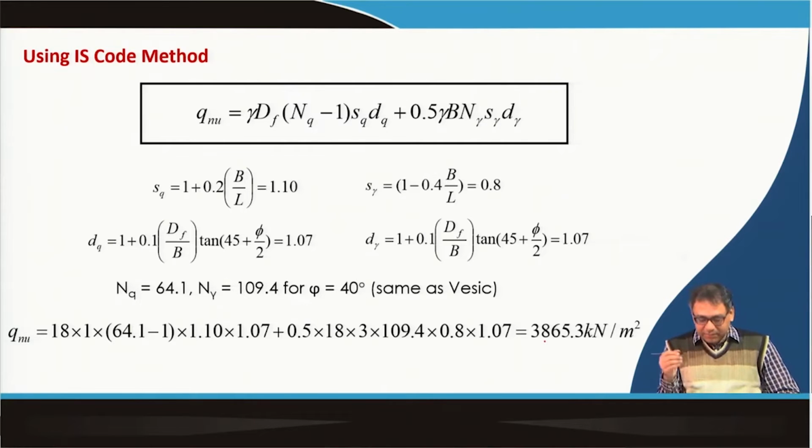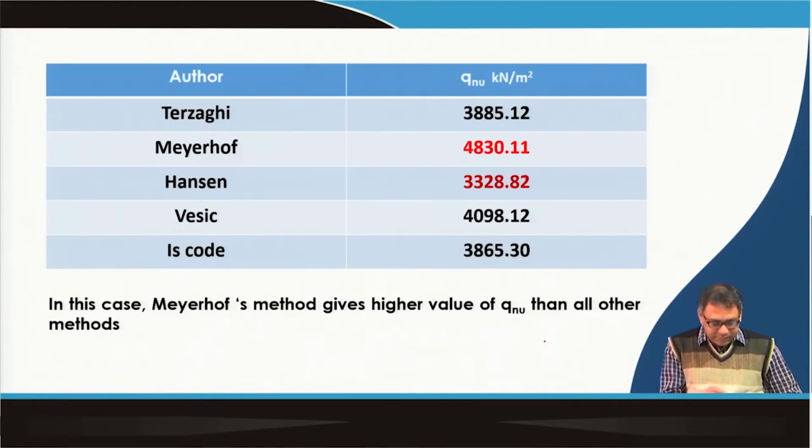Ultimately, if I summarize these values, then for this particular problem Meyerhof's method has given the higher value and Hansen's method has given the lowest value compared to the other methods. But I have not incorporated Skempton's theory, because Skempton's theory is not applicable for sandy soil, it is applicable for clayey soil. But it is not true for all cases that the Meyerhof theory will always give a higher value and Hansen's theory will give the lowest value.